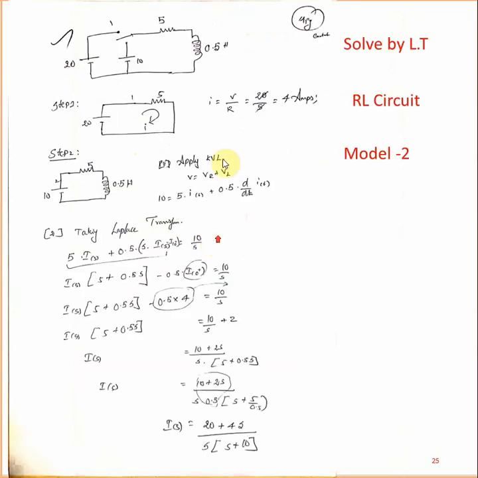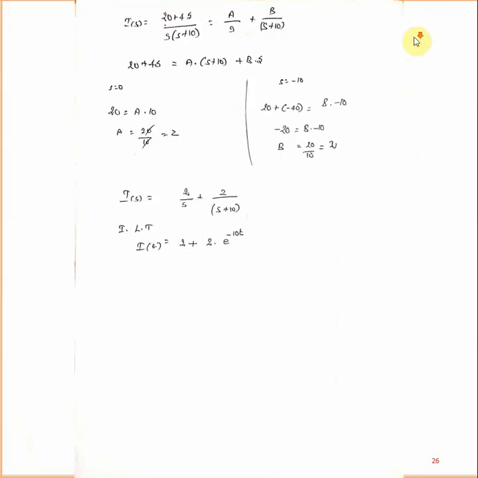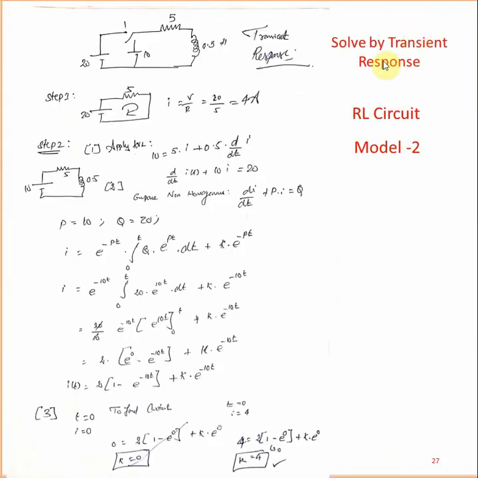This is the answer. This is a problem you are going to solve, yes or no? Through the Laplace transform. The same problem you are going to solve with the transient response method. What to do? First, as usual, switch A is closed. Step 0, you can find the I value. Then what about step 1 to step 4? Step 4 you can keep in your mind: I is equal to 4 at t is equal to 0. Step 1 KVL. Step 2 comparison. What is the comparison? P value and Q value. Okay, P value this one, Q value this one.